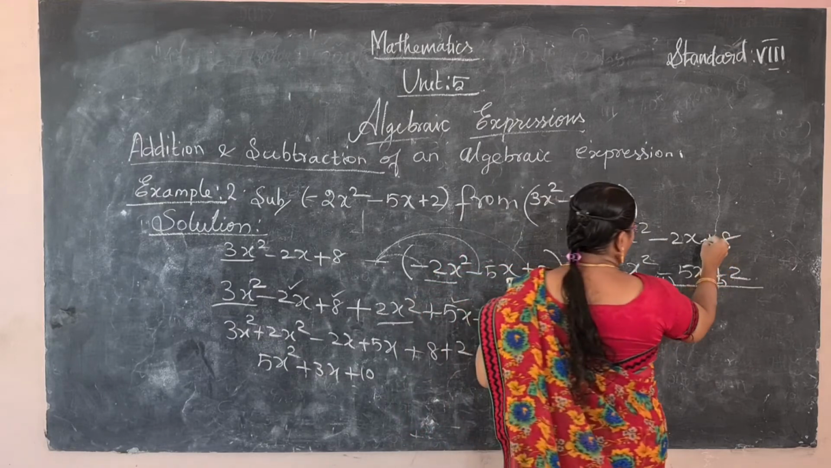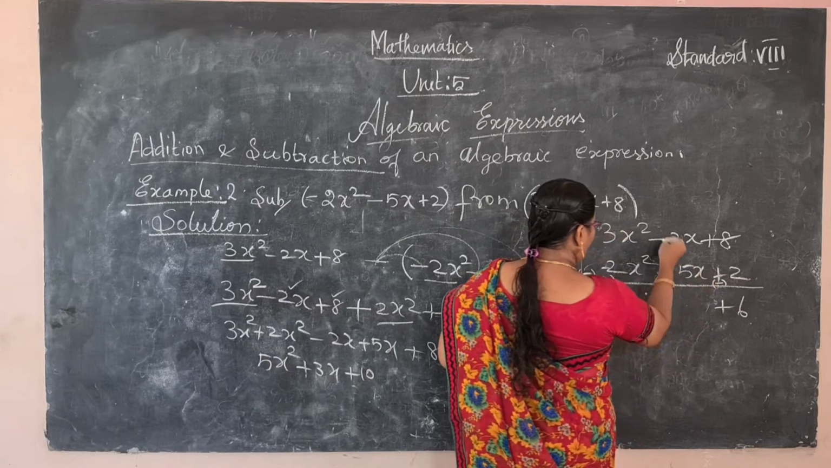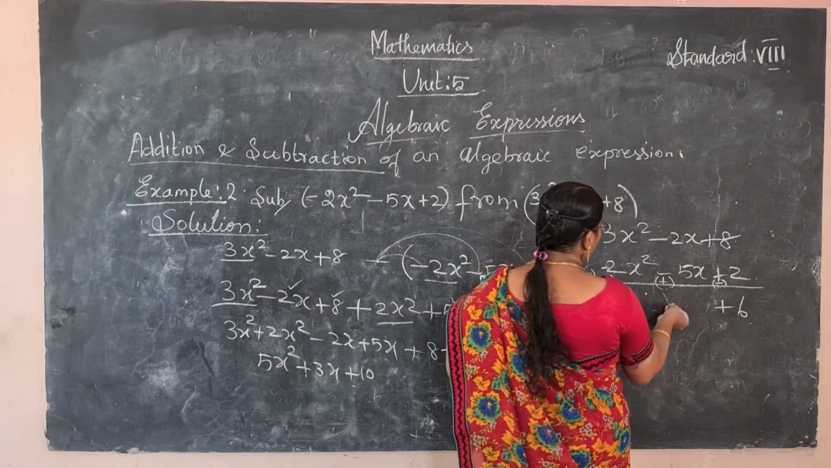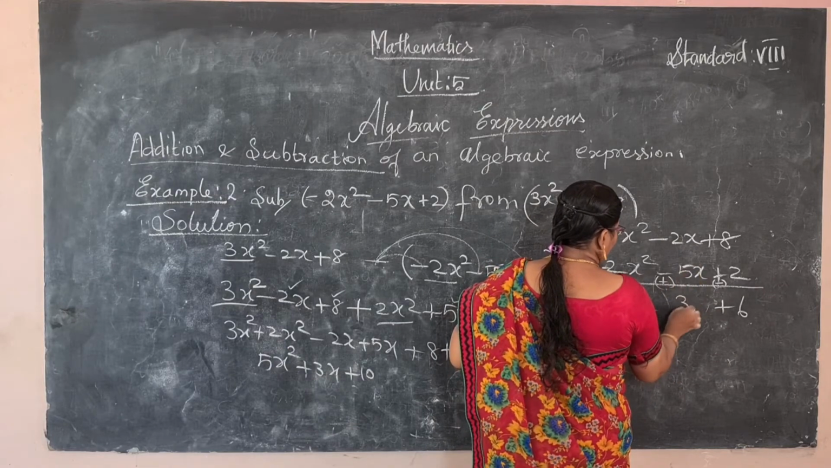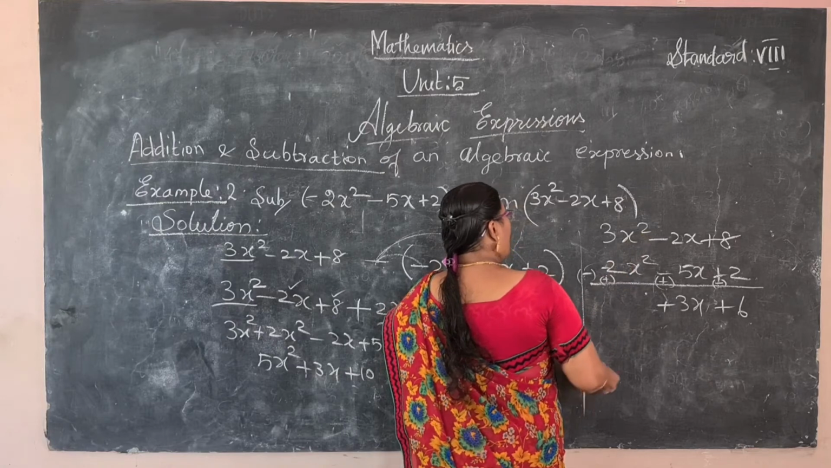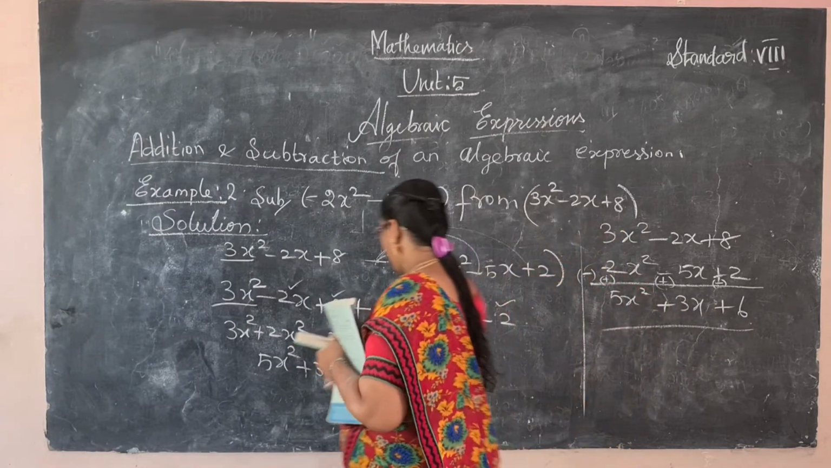So 8 minus 2 plus 6. Here minus plus, two different signs will come. What do we do? Subtract and put the greater number's sign. So subtract 3x. The greater number is positive. Here 3x squared, here also plus 2x squared. So 5x squared. The answer is the same.